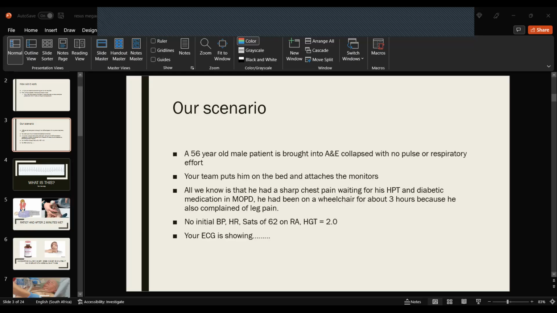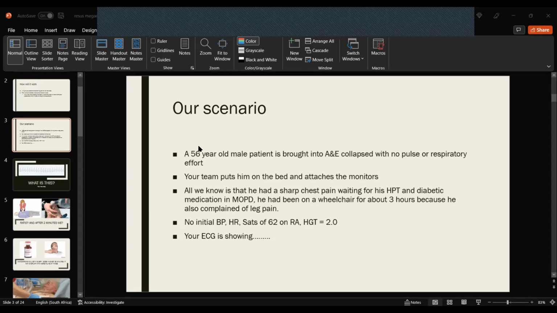Okay. So we missed out those first few minutes, but in any case, this is our scenario. Based on our scenario, we're going to see our ECG, we're going to see what's going on, and then we're going to start placing the tiles in place, all right?